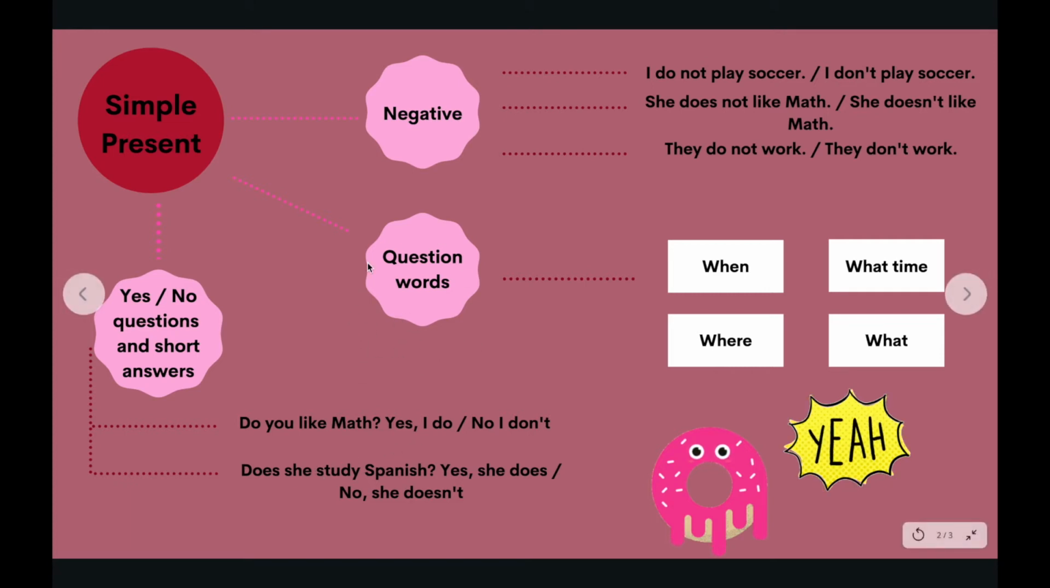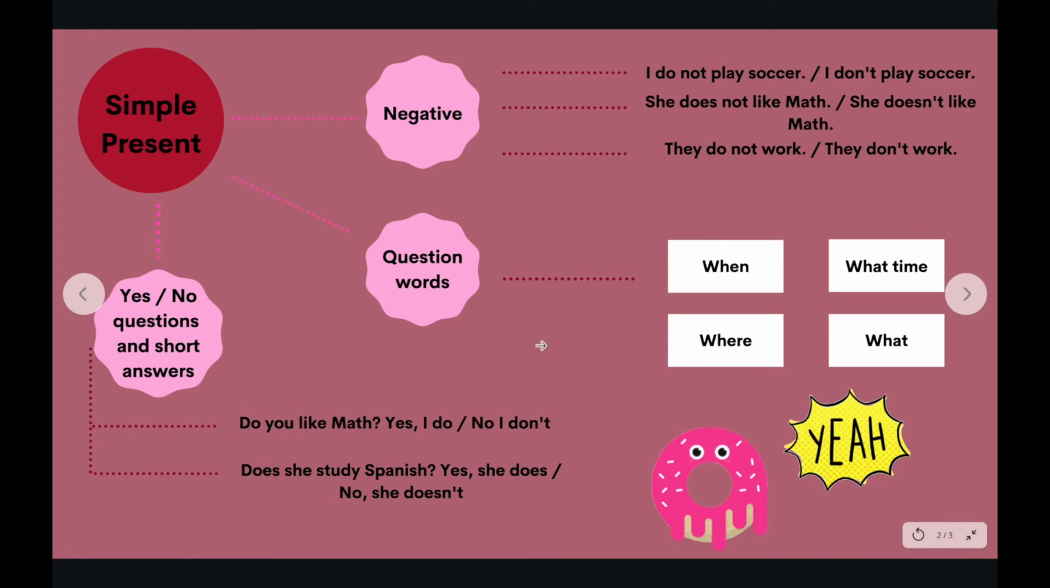Then here we have something that is called question words. Okay, what is a question word or a WH question? These are words that we use in questions, as the title says, but these kinds of questions extract information, not like the kind of question that is yes or no.